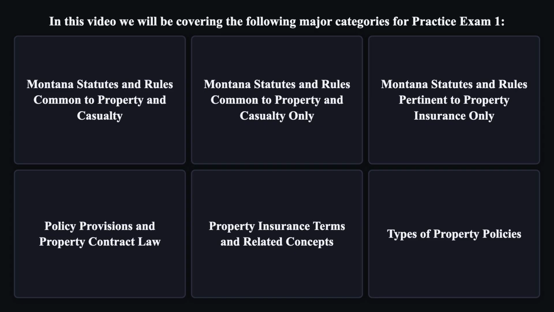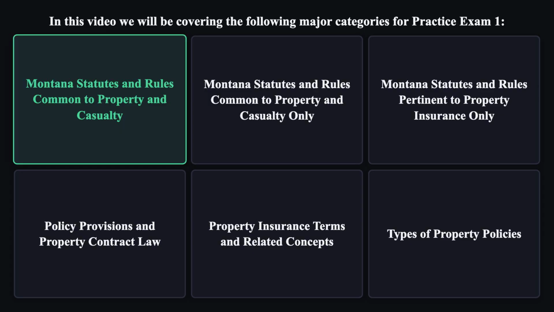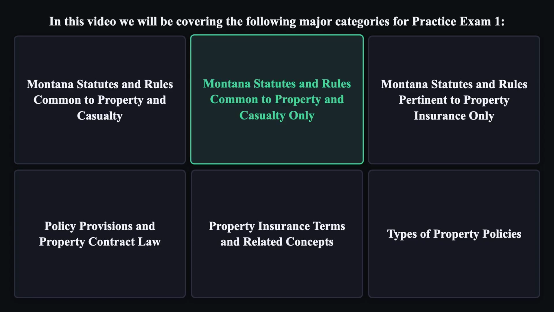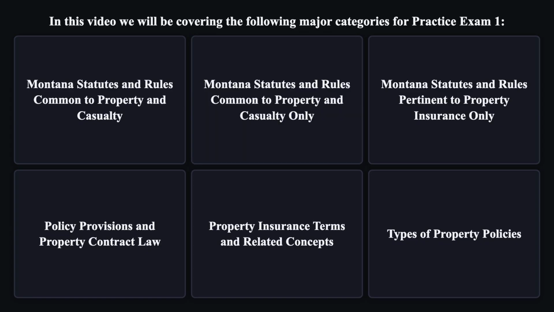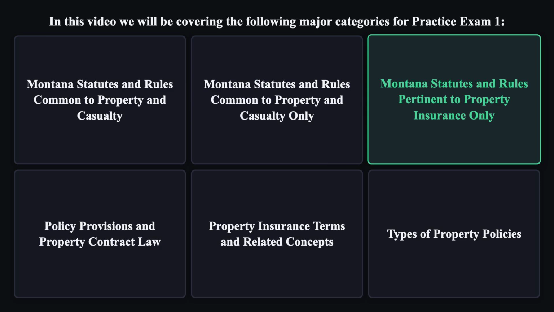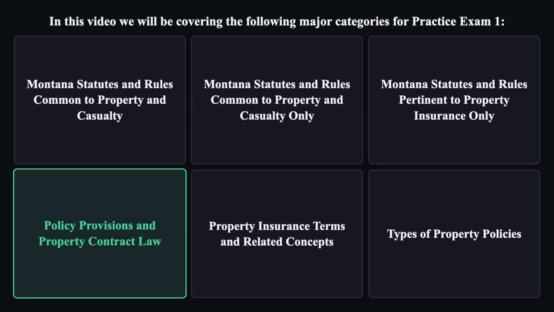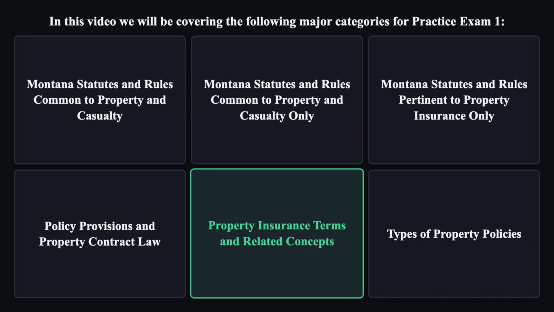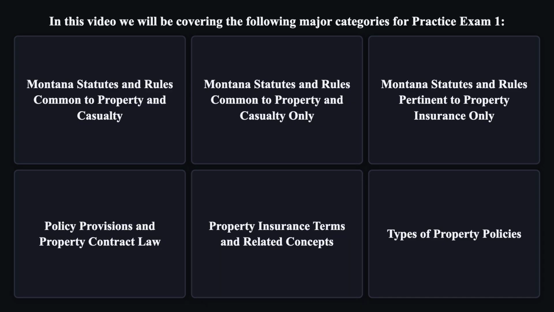In this video, we will be covering the following major categories for Practice Exam 1. Montana statutes and rules common to property and casualty. Montana statutes and rules common to property and casualty only. Montana statutes and rules pertinent to property insurance only. Policy provisions and property contract law. Property insurance terms and related concepts. Types of property policies.